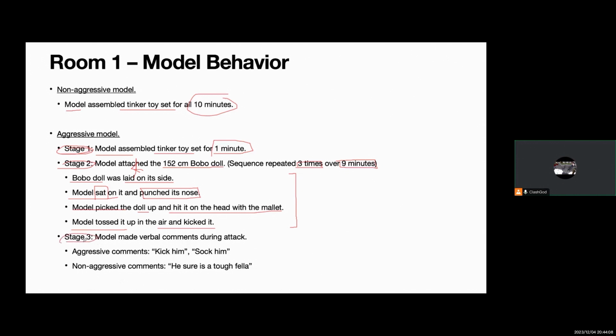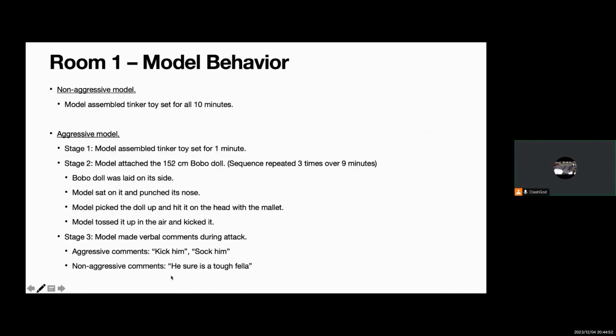And the third section, I wouldn't call this stage 3 since it's simultaneous with stage 2. While the model is attacking the bubble doll, it also made verbal comments during the attacks. There are 2 types of comments, only for the aggressive model, not the non-aggressive model: aggressive comments and non-aggressive comments. Just remember 2 for aggressive comments and 1 for non-aggressive comments. Aggressive comments include "kick him" and "sock him," and the non-aggressive comment is "he sure is a tough fella."